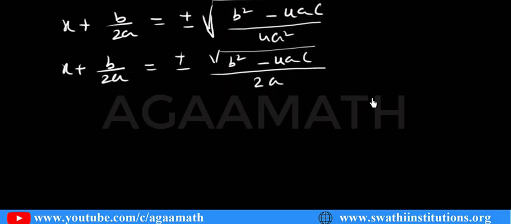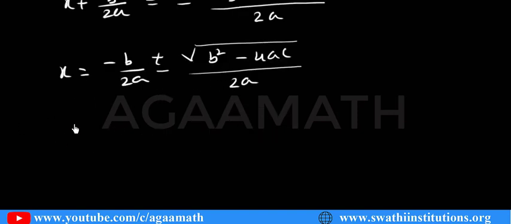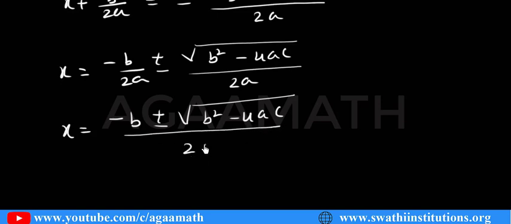Now the final step: x equals minus b by 2a. I transfer this plus b by 2a towards the RHS, and what remains on the left is plus or minus under root of b square minus 4ac by 2a. Now we simplify more: x equals, as both the denominators are the same, minus b plus or minus under root b square minus 4ac by 2a. So this is how we solve. This is just a derivation taking the general form of a quadratic equation.